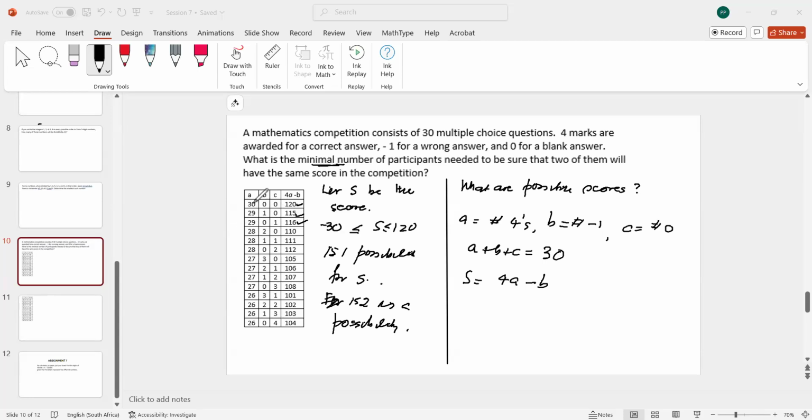So like that, if I come down from A equal to 30, 29, 28, for 28 you can only have 28 plus 2, 28 plus 1.